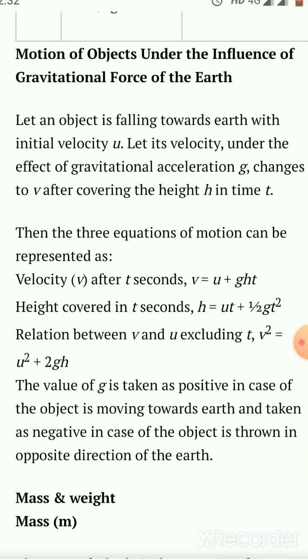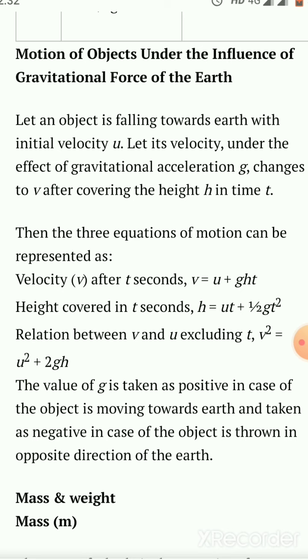Again, if a body was moving in a straight line, we take the acceleration as small a. But now here, as we know that the object is falling toward Earth's surface, instead of taking acceleration a, we take acceleration as g, because this is acceleration due to gravity or gravitational force of Earth.